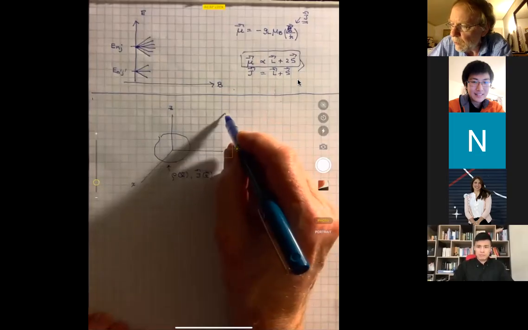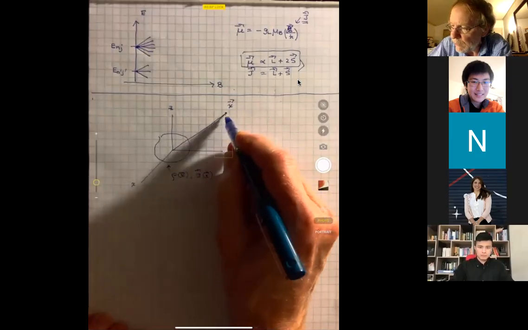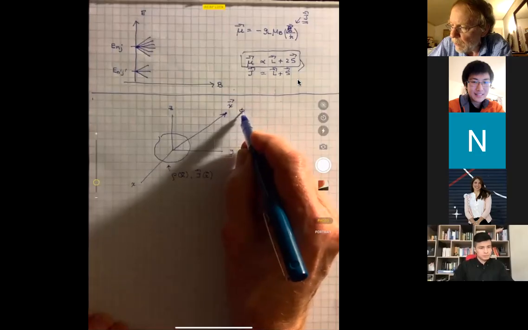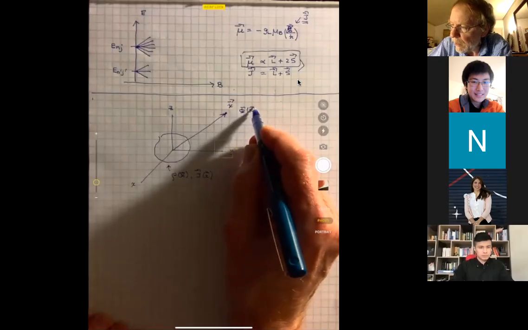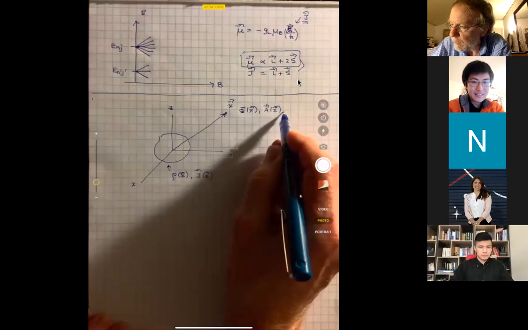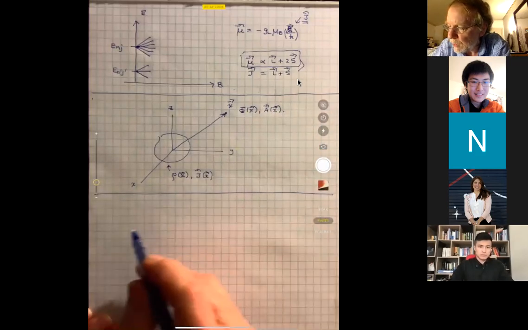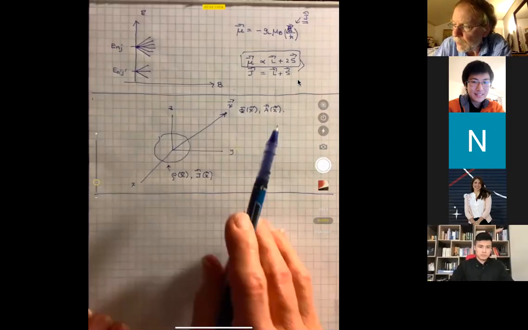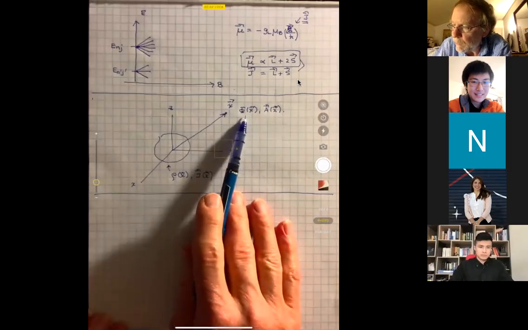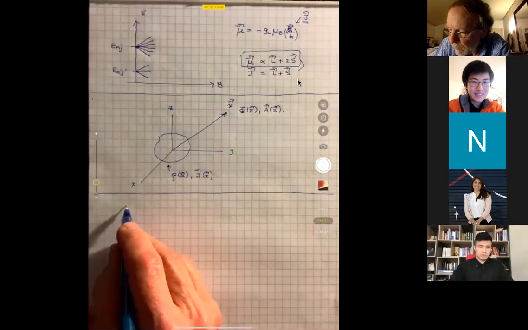So if you have some field point out here, let's call it position vector x like this, you might want to evaluate the electrostatic potential phi of x and the vector potential A of x at the field point. Now, if this were a problem in classical electrostatics or magnetostatics, you would commonly expand both phi and A in a multipole expansion. So let me remind you what that looks like.